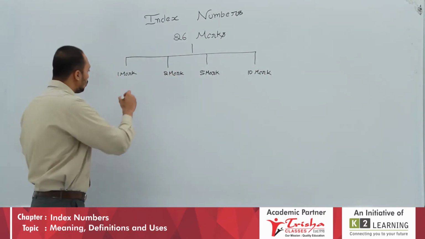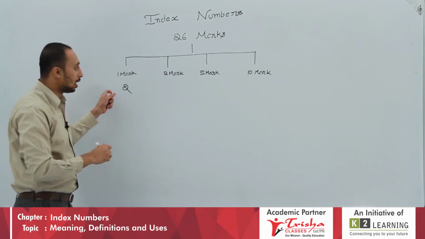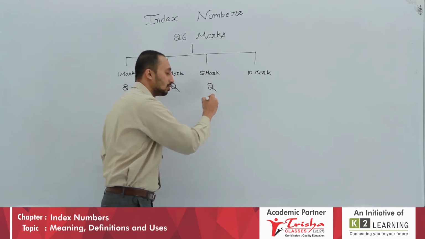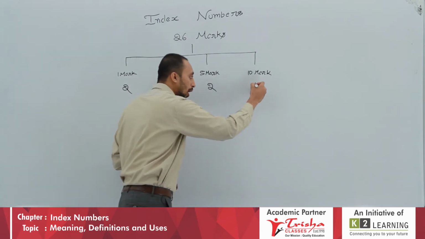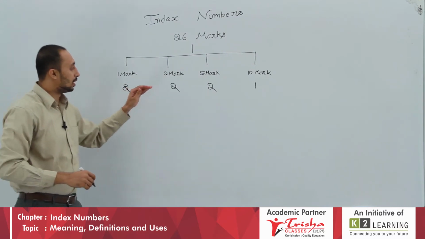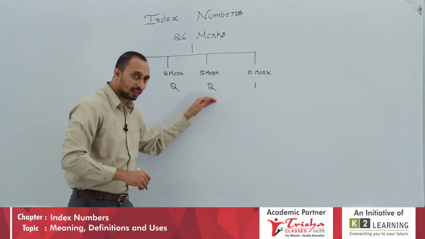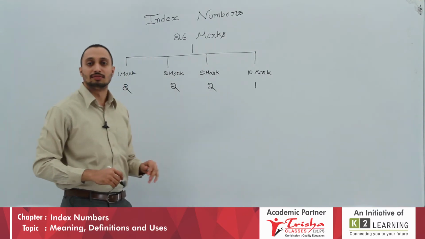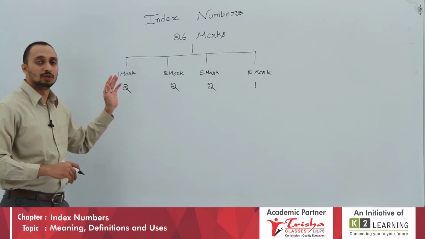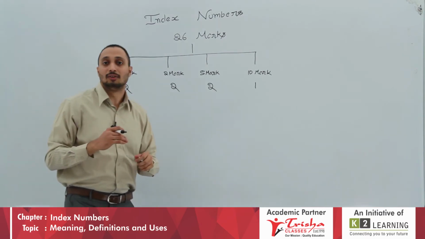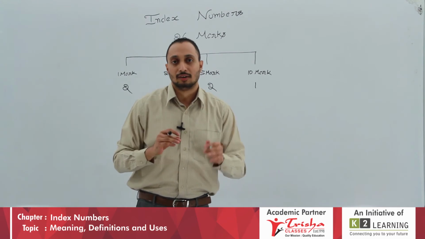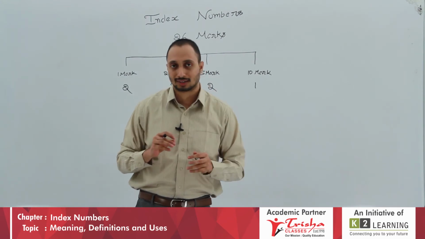There will be 2 questions of 1 mark, 2 questions of 2 marks, 2 questions of 5 marks, and 1 question of 10 marks. So totally 2 plus 4 plus 10 plus 10 gives you 26 marks. So it has covered almost every heading in your question paper. This chapter stands as one of the most important chapters for the purpose of getting good marks.